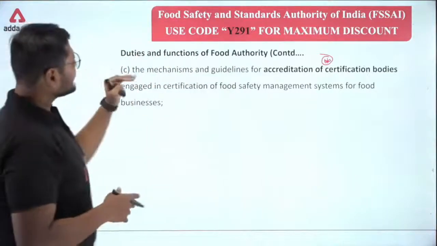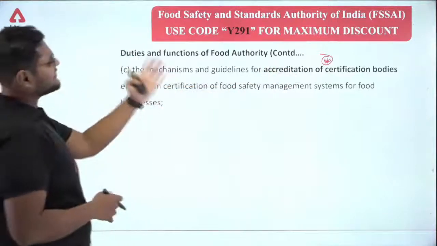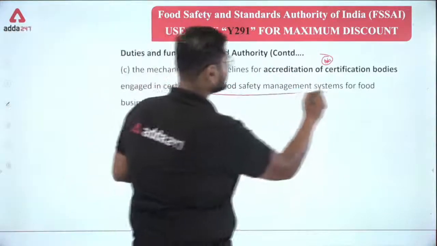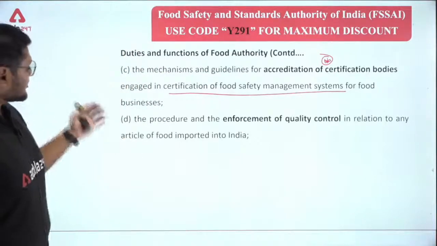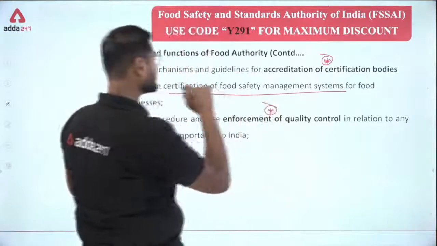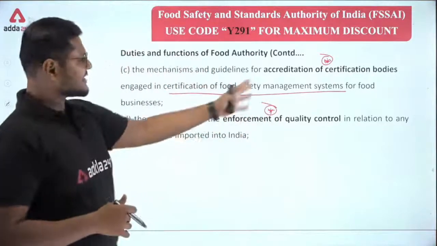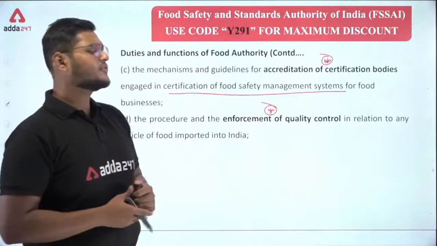Okay, the mechanisms and guidelines for accreditation of certification bodies engaged in certification of food safety management systems for food businesses. Next, the procedure and the enforcement of quality control. Kindly pay attention to all the words that have been bold here. Okay, the procedure and the enforcement of quality control.